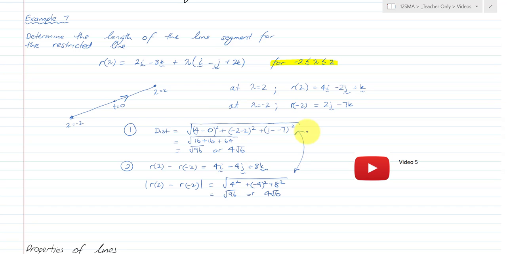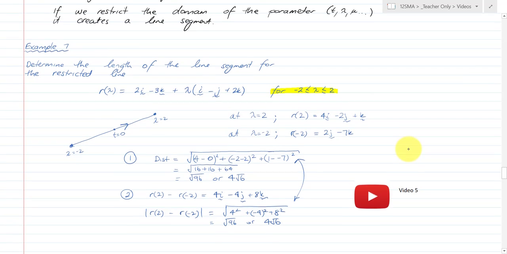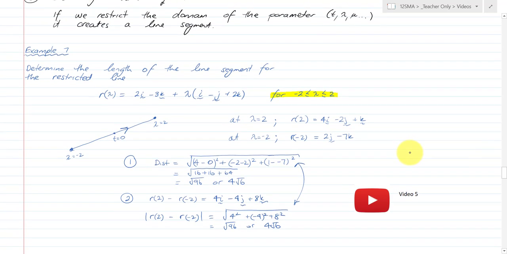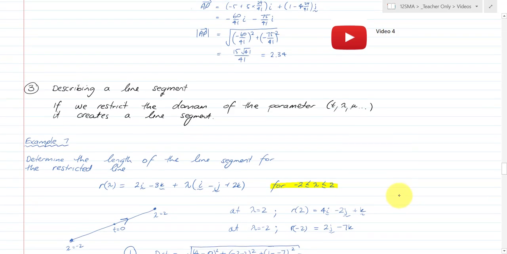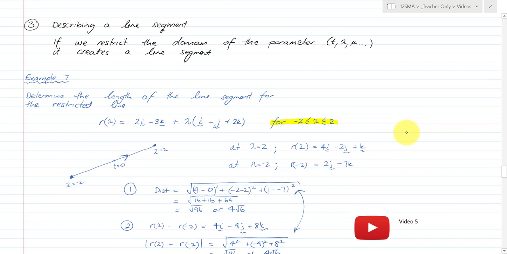So there you have it. That's how we find the distance of a line segment that has been restricted by a set domain within the parameter, which in this case was lambda, but there are some variations on the types of questions you might be asked in describing a line segment.